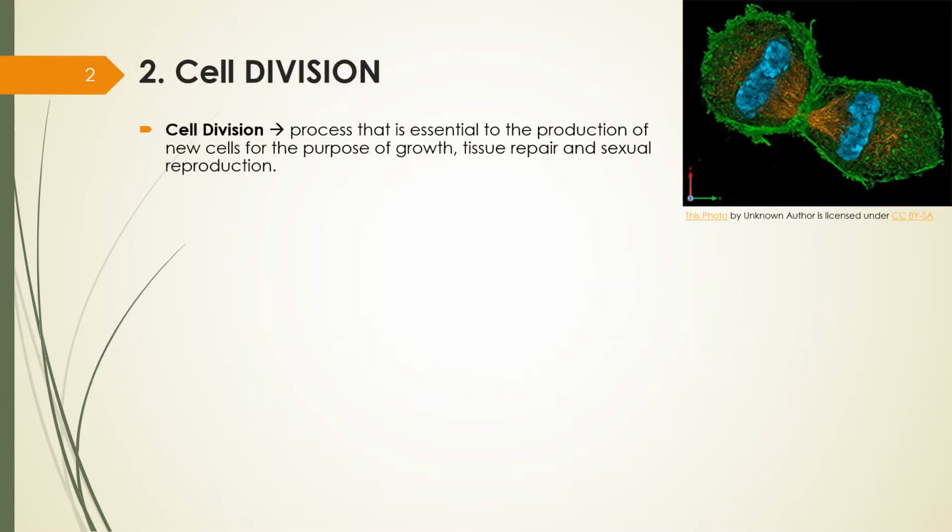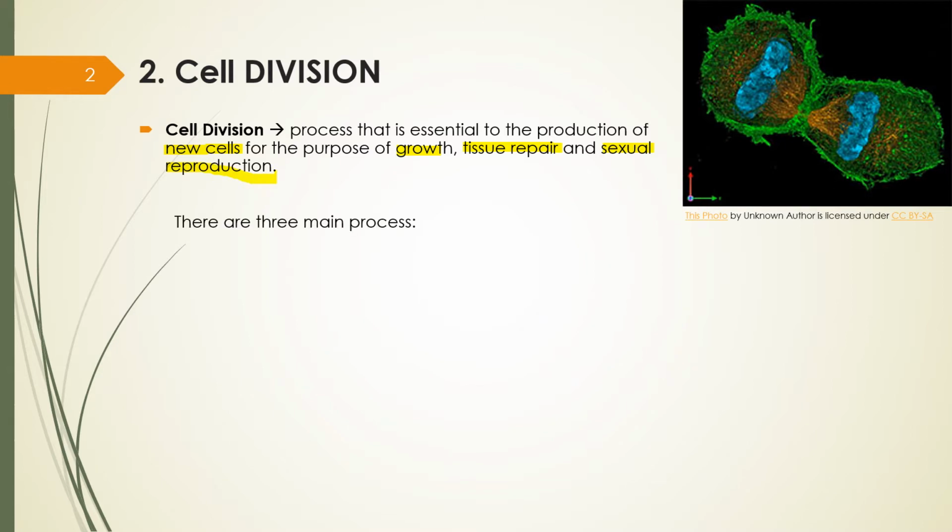Cell division is a process that is essential for the reproduction of new cells and for you to grow or for you to repair tissue. For example, if you have a cut, you need to replace that cut by new cells. So you do cell division to repair that cut and cover it again with new cells. And another important reason for cell division is for sexual reproduction, so to produce the gametes.